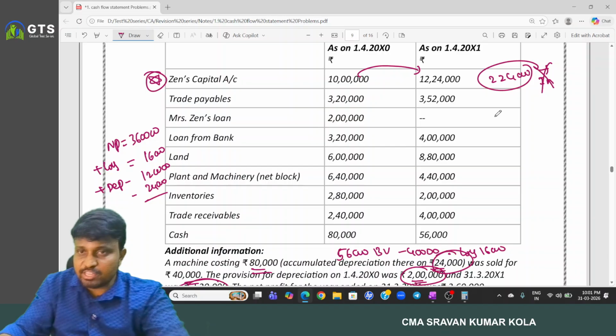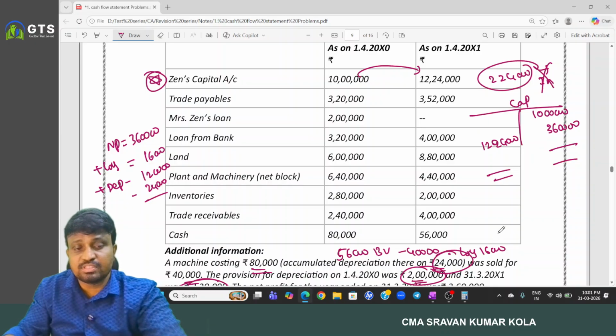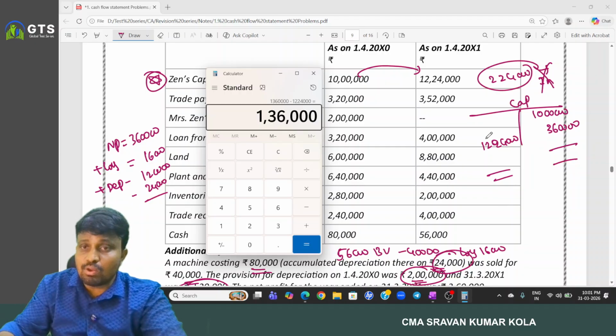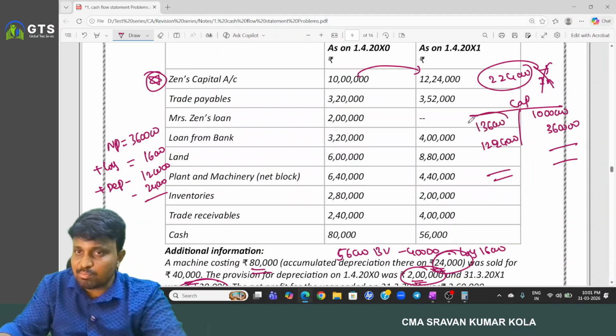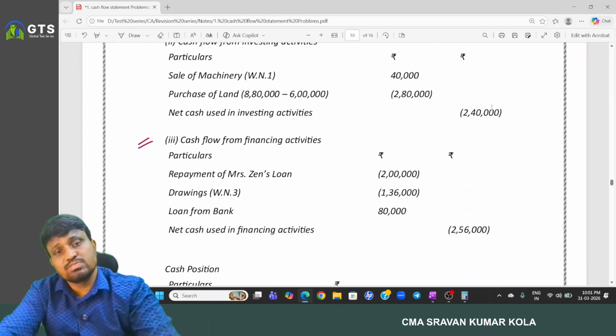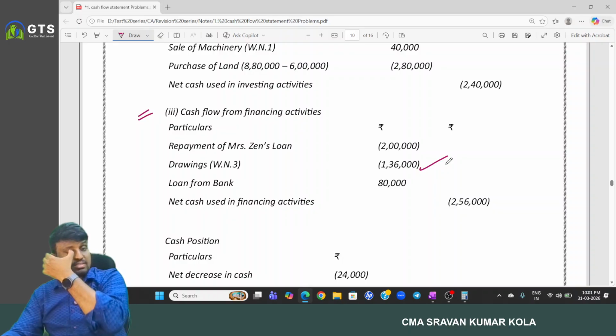Current year profit. Then we need to prepare the capital account. Opening balance is 10 lakhs and closing balance is 12 lakh 24,000, and net profit during the year is 3 lakh 60,000. So 10 lakhs plus 3 lakh 60,000 minus 12 lakh 24,000, 1 lakh 36,000 amount of capital was withdrawn by the party, nothing but outflow. That is drawings.